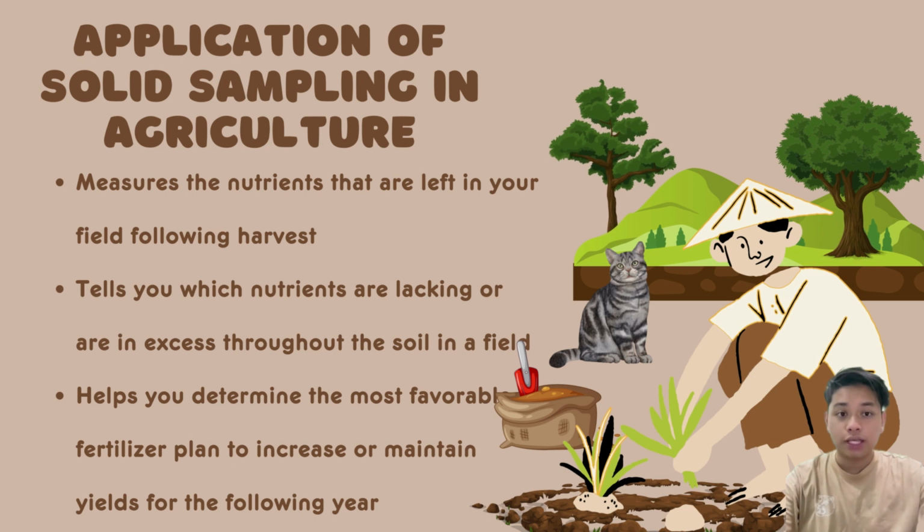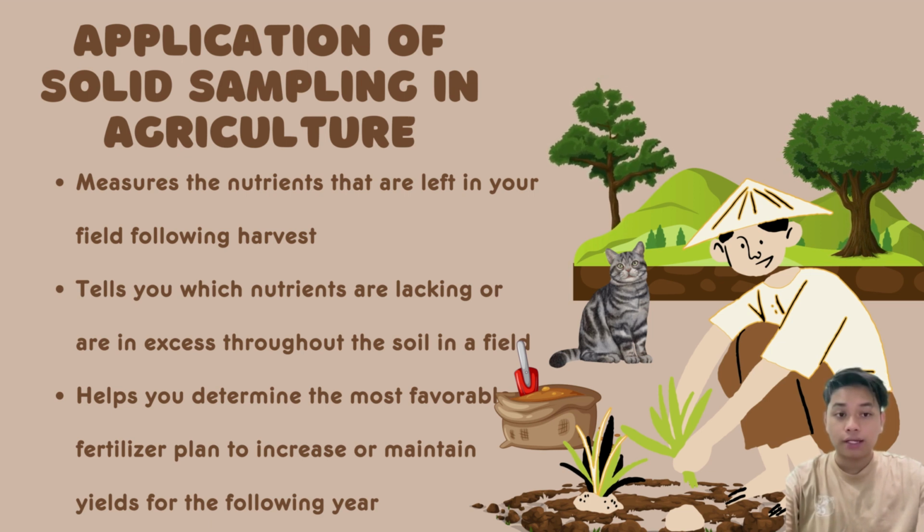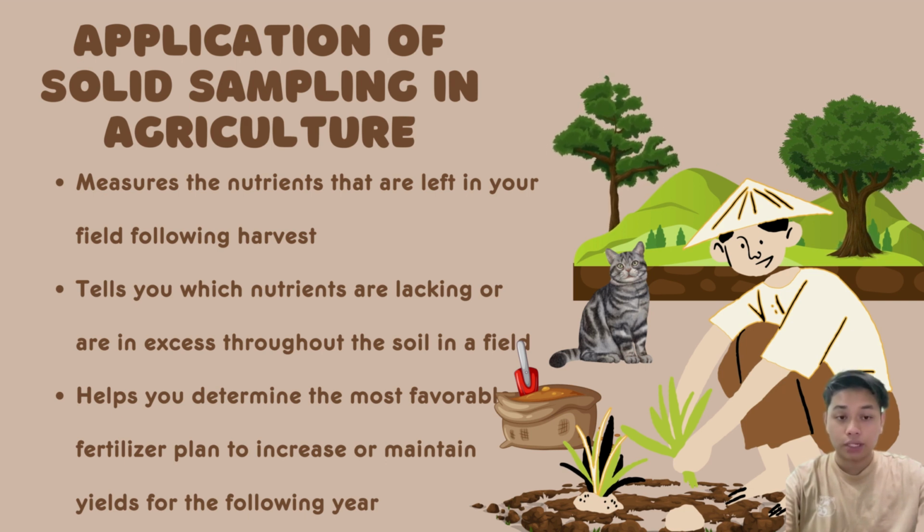Second is to tell you which nutrients are lacking or in excess throughout the soil in a field. Soil sampling helps farmers identify nutrient deficiencies and excess, enabling them to identify crop growth and productivity issues. It also detects excessive nutrient levels, potentially leading to environmental concerns and corrective measures.